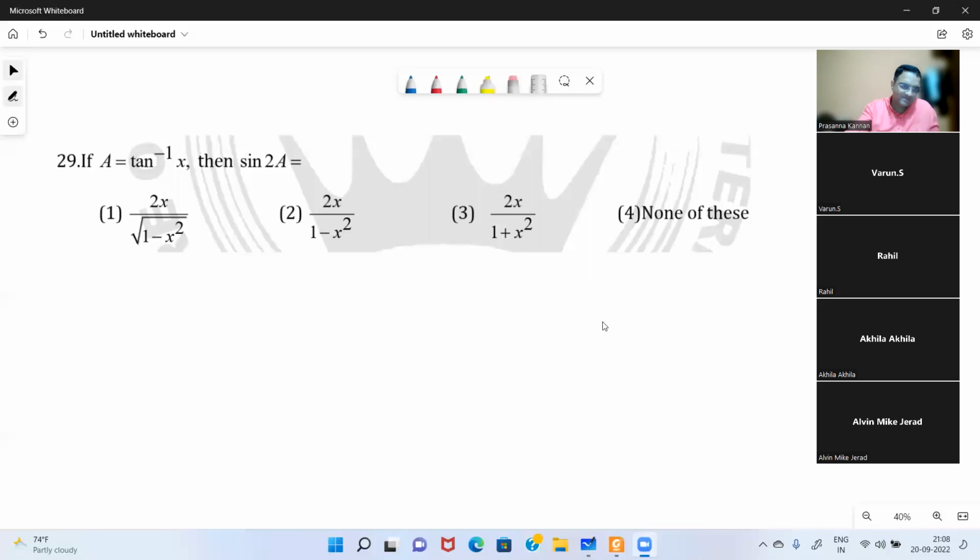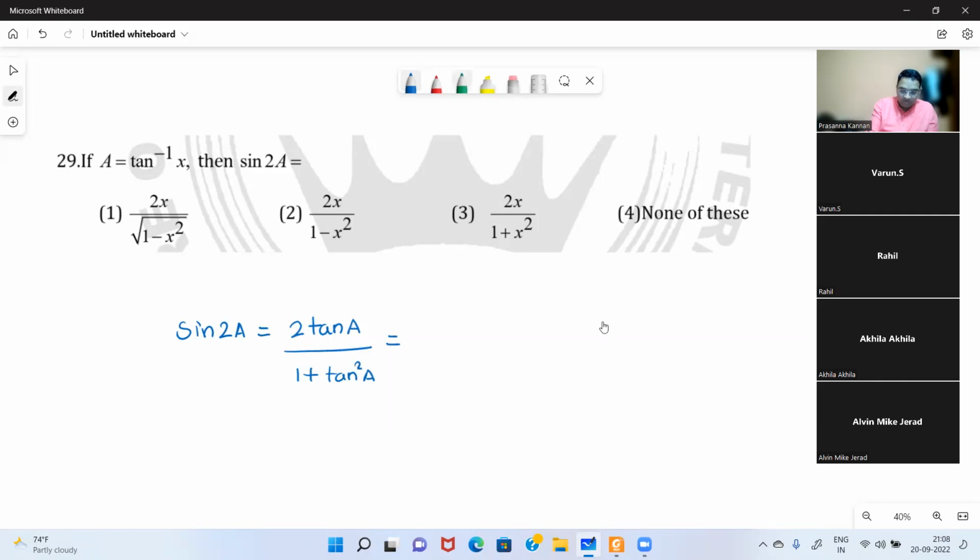Okay, now let's look at this question 29. Let A be equal to tan inverse x. Then what is sine 2A going to be equal to? We know there are two formulas for sine 2A. One is 2 sine A cos A. Another one is 2 tan A by 1 plus tan square A.